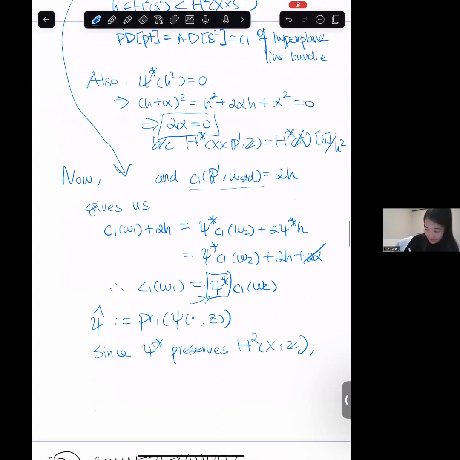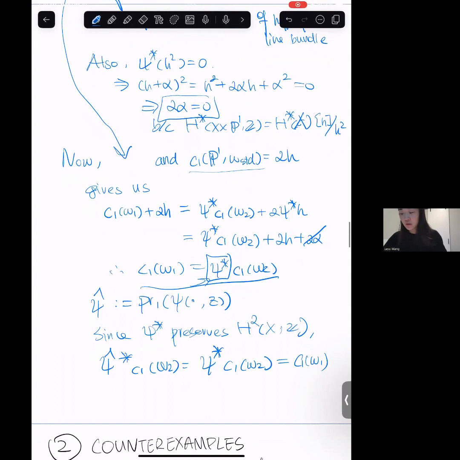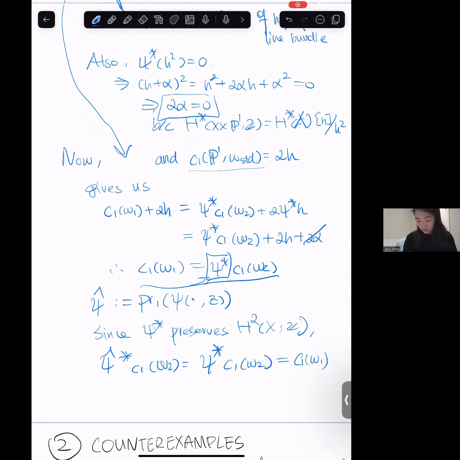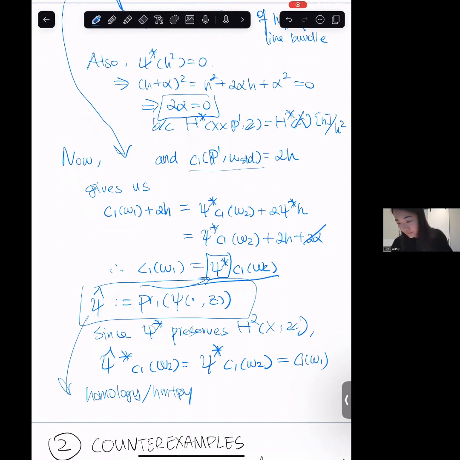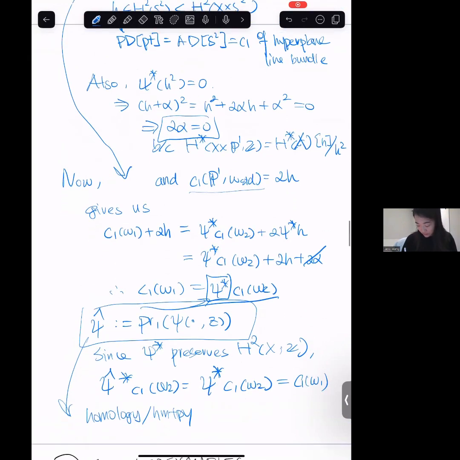we have that the pullback of C1 is the same as the pullback using the original map, and by what we know here, it maps to the original C1 of omega 1. And then you can check that this is a homology equivalence, or we want to show for both, depending on our assumption on psi, this is either a homology or homotopy equivalence. So then we're done.